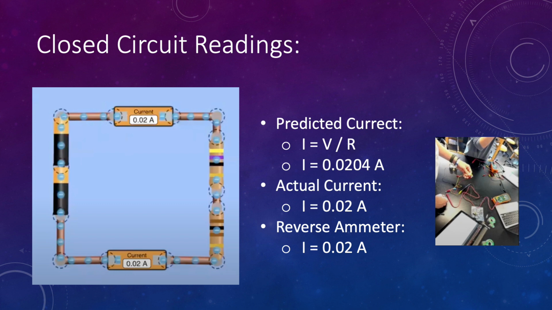Then we have the readings of the first scenario, closed circuit. The predicted current is 0.0204 amps. The actual current is 0.02 amps. Even if we reverse the ammeter, the current is still the same, 0.02 amps.